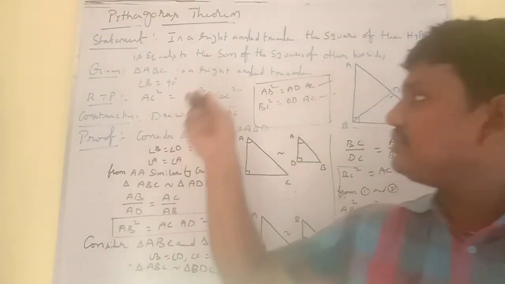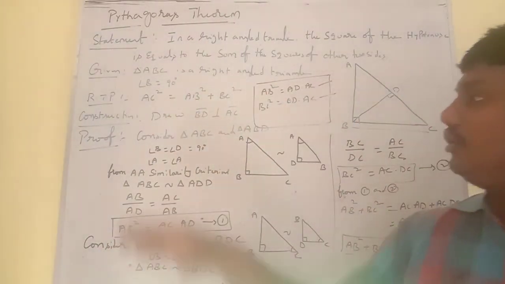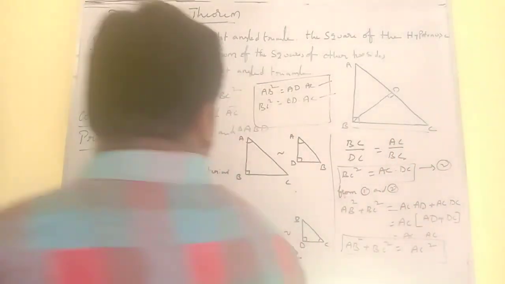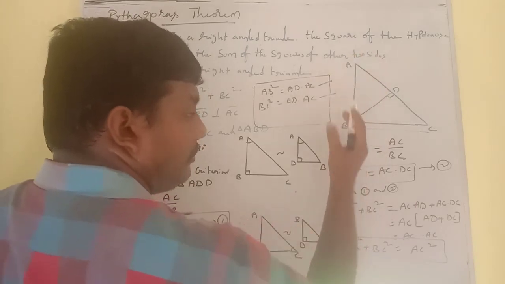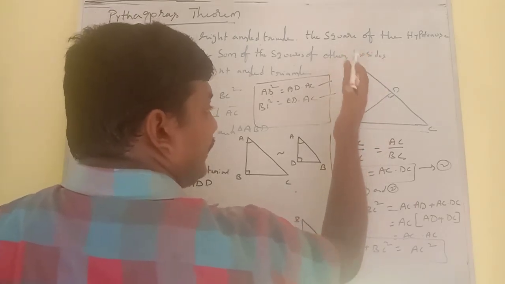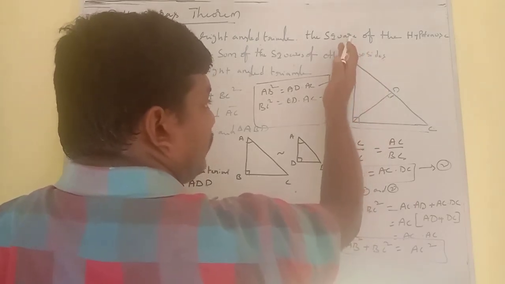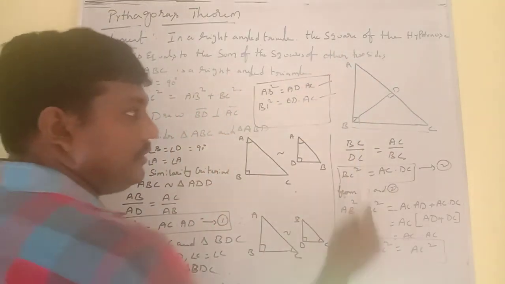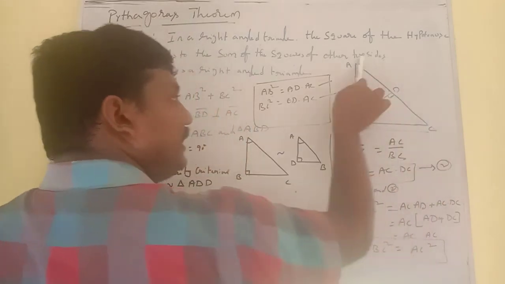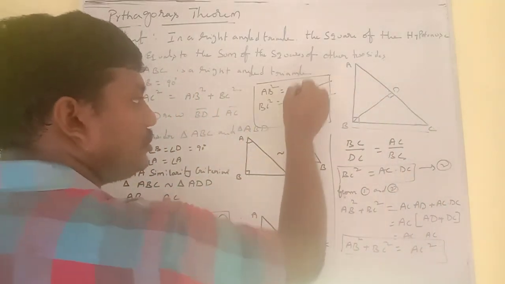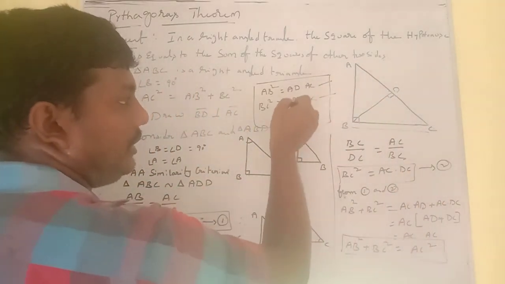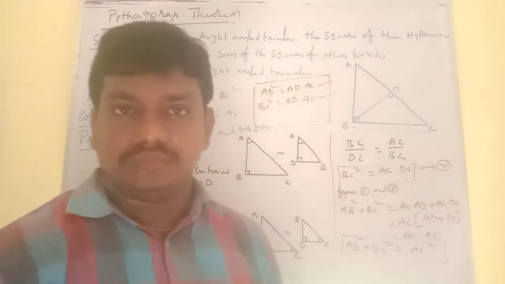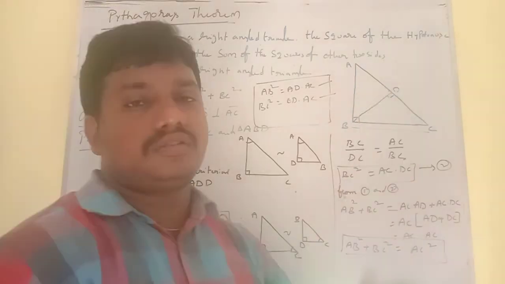These two equations are very important. Without proving them, how to remember them logically: AB square, that means the opposite side containing AB square, equals, from here, AD into AC. Like that we have to remember. Then BC square equals CD into AC. If you add these two, AC is common, and AD plus CD is nothing but AC, then we get the proof also. Now how to remember the equations, I have explained.